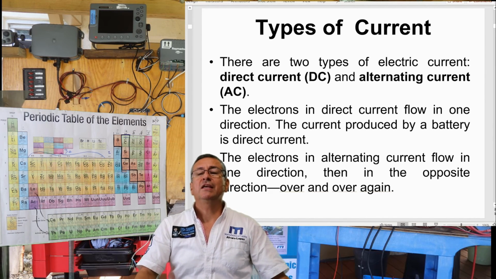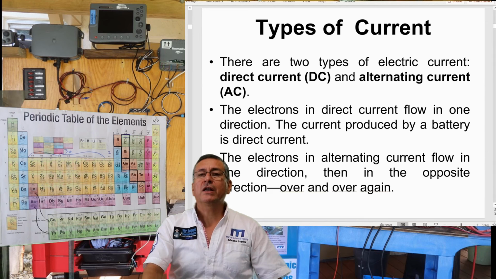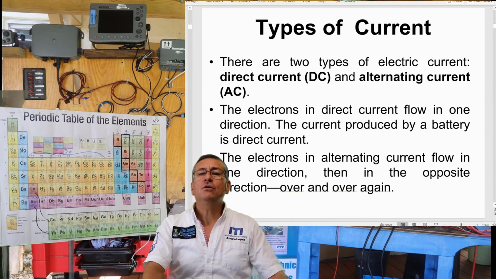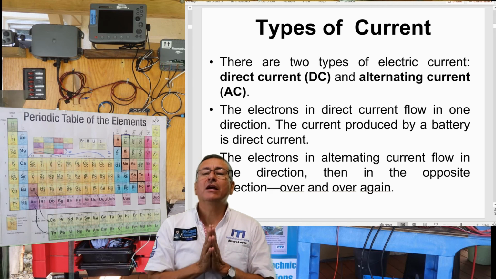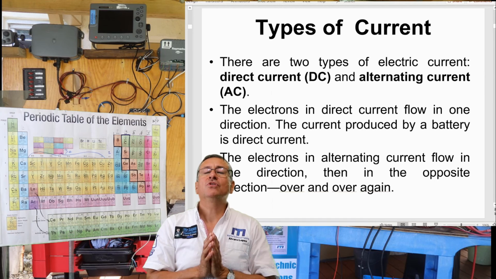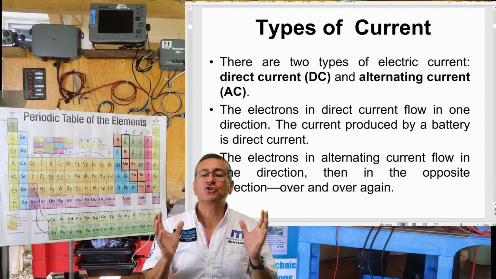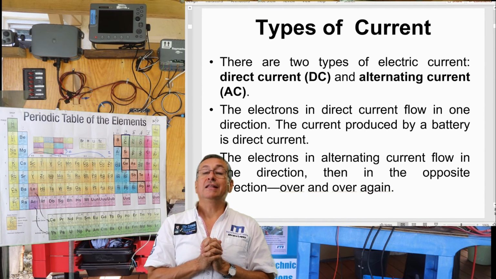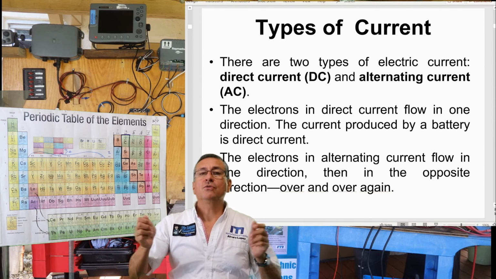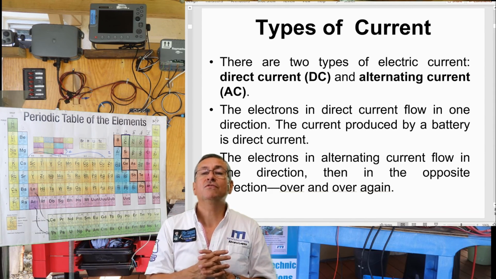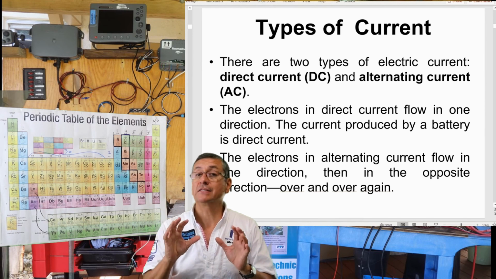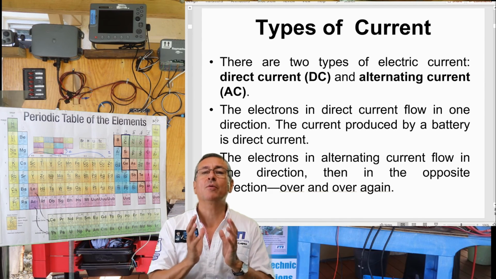And the next part is about the types of current. We are going to study two types of current: DC current and AC current. The DC current is the current produced in the batteries. It's the current produced by electrochemical reaction. And the AC power, the power that you have in the outlets in your home, is a current produced by rotation of electromagnets. We are going to study that phenomenon later.